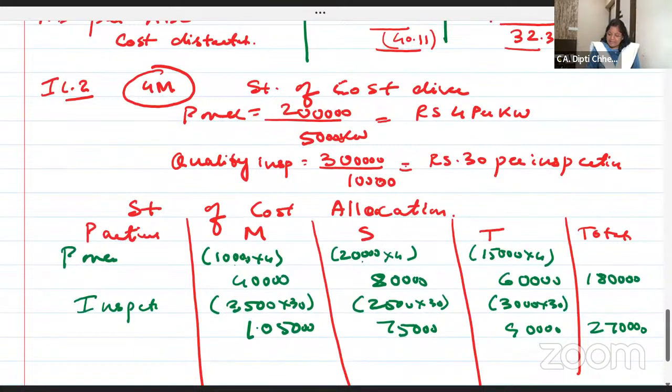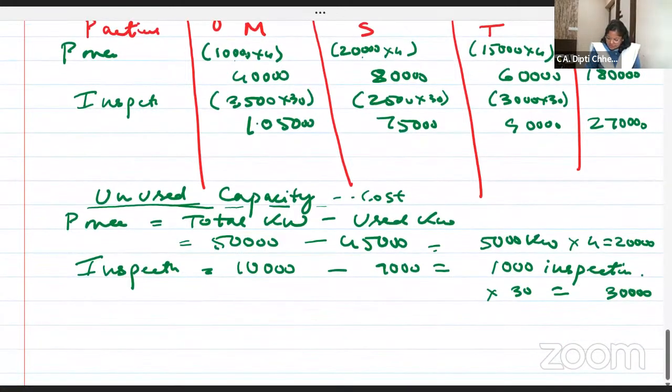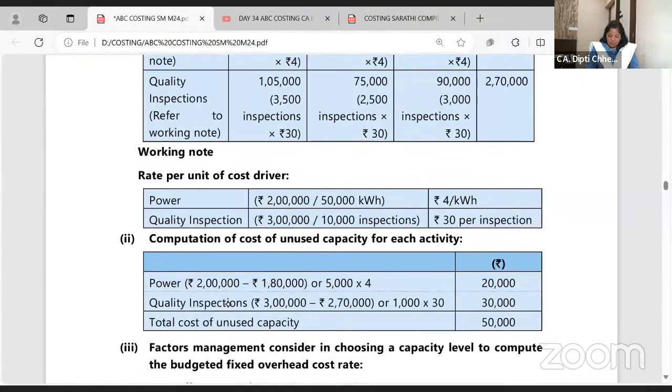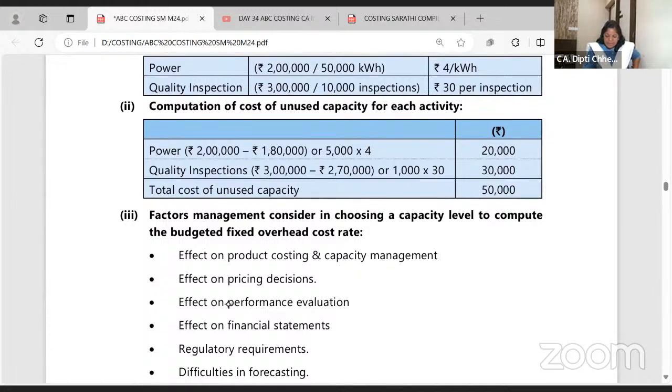First, I have calculated this. This is like the cost driver. And then I have apportioned it, and then I calculated unused. Come, we'll check it here. All right. Look, it has come. Power, quality, unused capacity. You can do it anyhow.